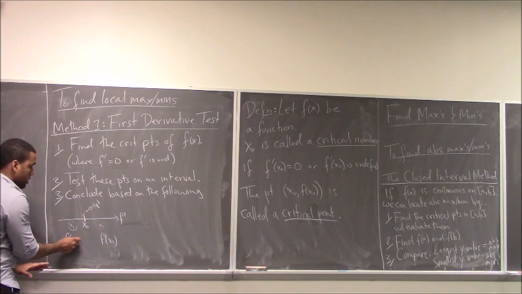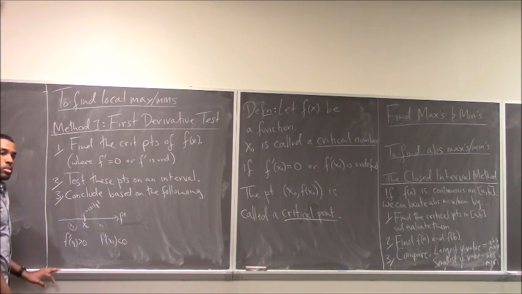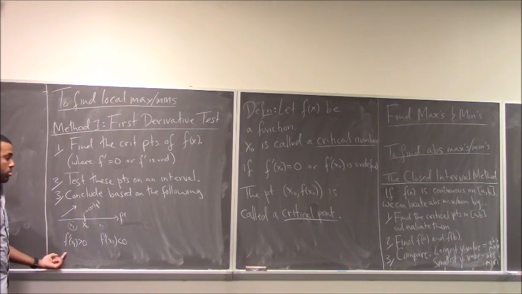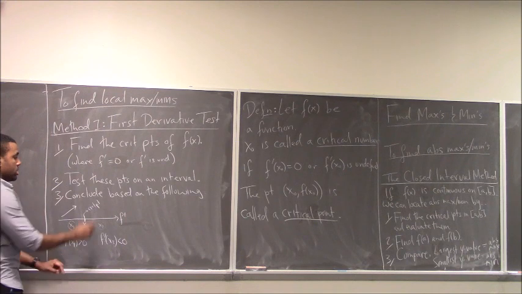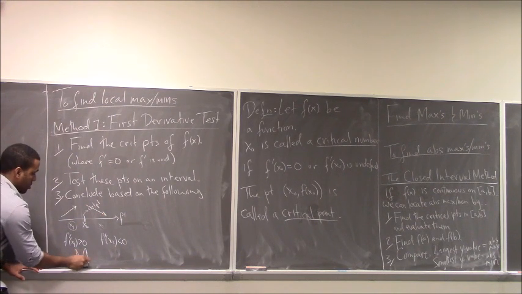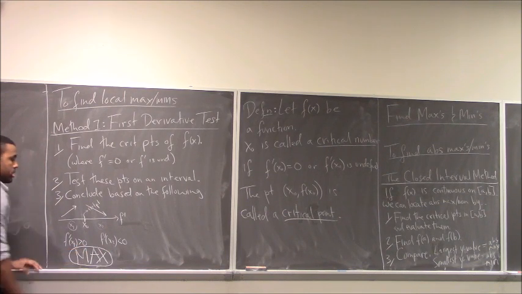So for example, if this is positive here and negative there, that means your function is increasing, because positive derivative means increasing. Negative means decreasing. So this guy will give you a maximum. A maximum will behave like this.